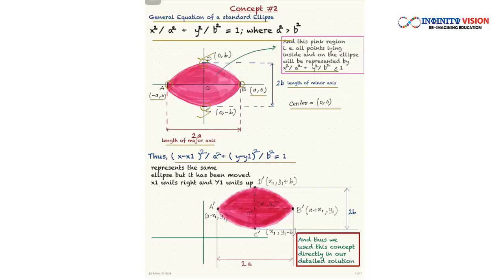Now interpreting the same result with (x minus x1) whole square upon a square plus (y minus y1) whole square upon b square is equal to 1, the ellipse would remain the same, but this ellipse has moved x1 units right and y1 units up. You see, the center has moved x1 units right and y1 units up, and thus we can say that this is how we use this concept directly in our detailed solution. Thank you.